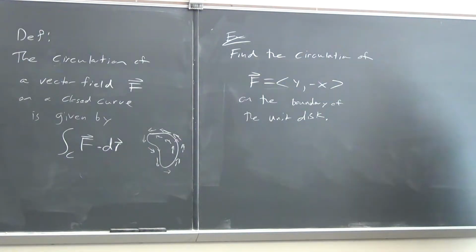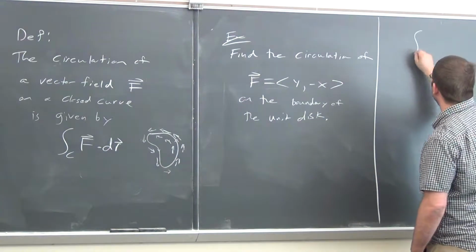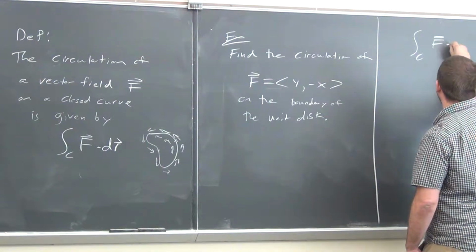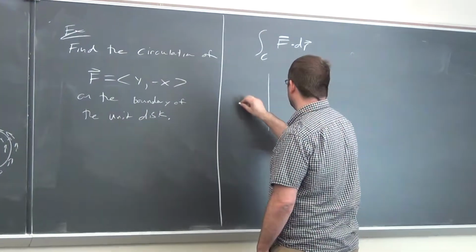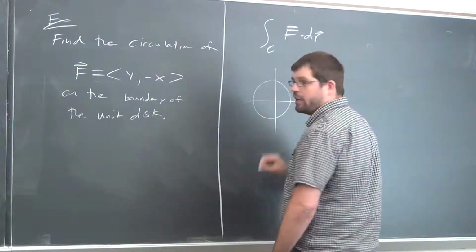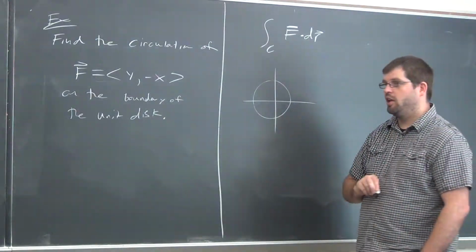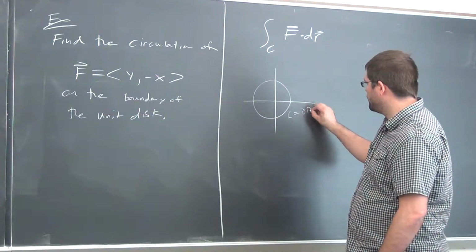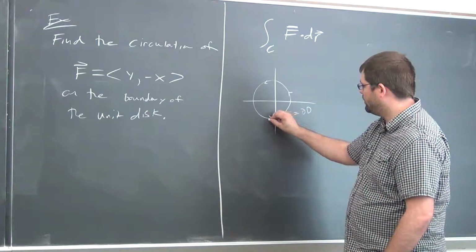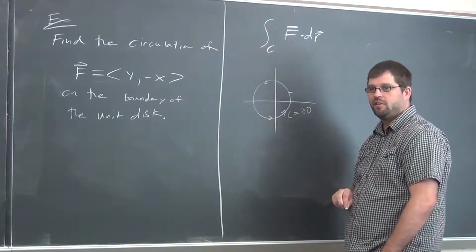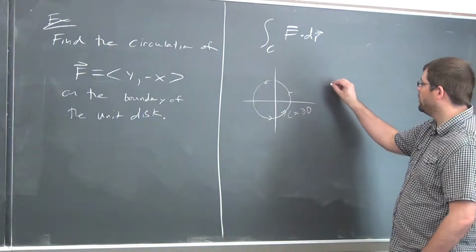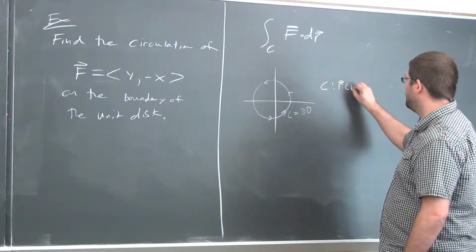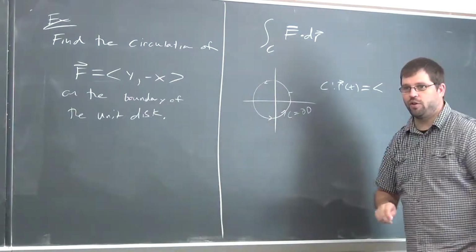Okay. So let's just look at this. We want to compute the integral of F dot dr on the boundary of the unit disk. So we're just talking about the unit circle. If we talk about the boundary itself, then this is our C. We want not just some random orientation, but the positive orientation, so whatever we do for our C, we want a curve that moves around counterclockwise.